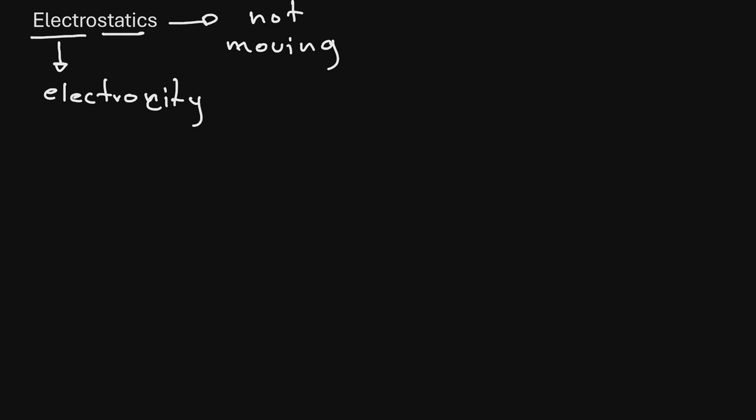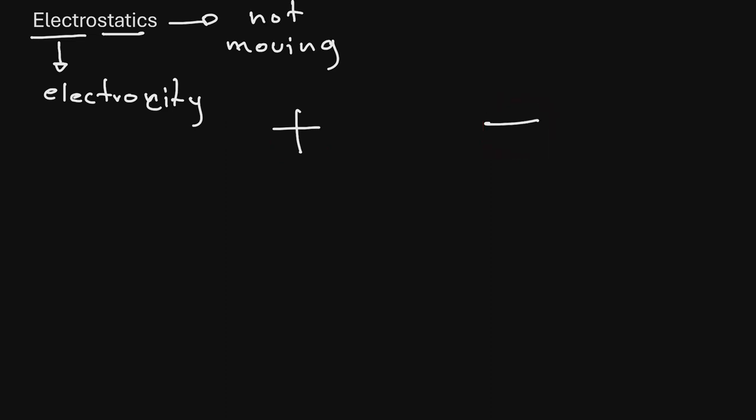But now, what is a charge? We have two types of charges, which are a positive charge and a negative charge. But how do we get this positive and negative charge? Everything in the world has positive and negative charges.